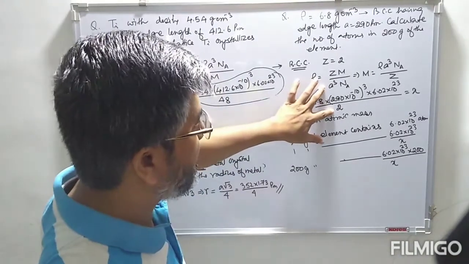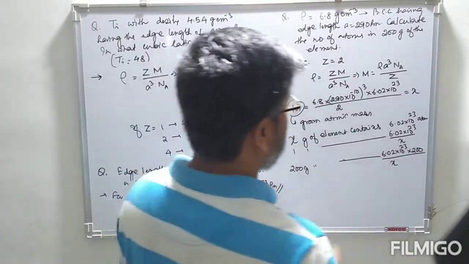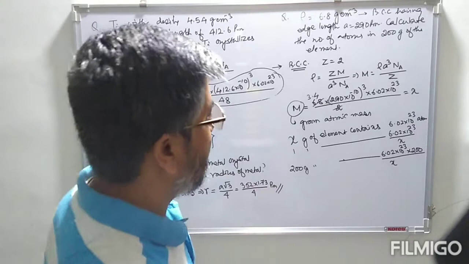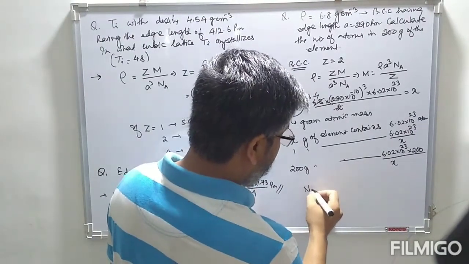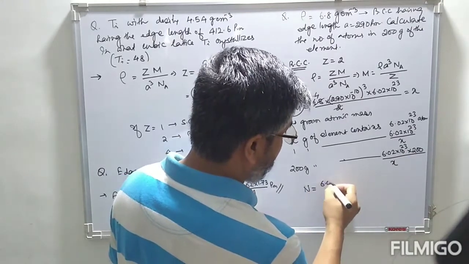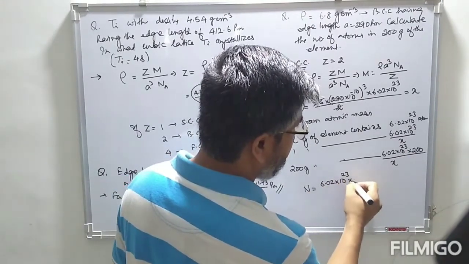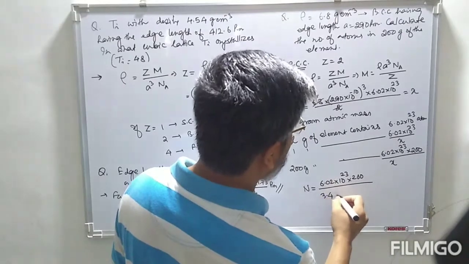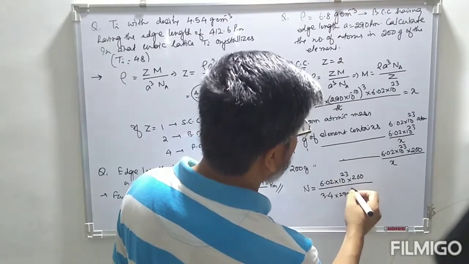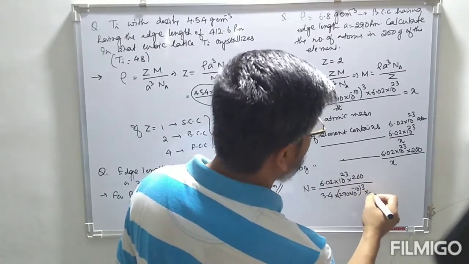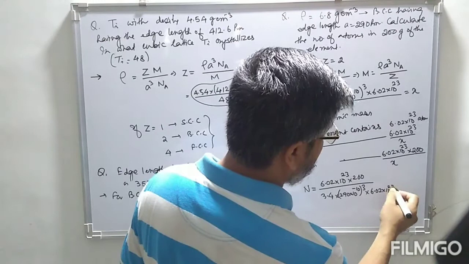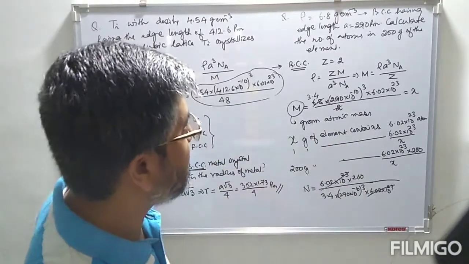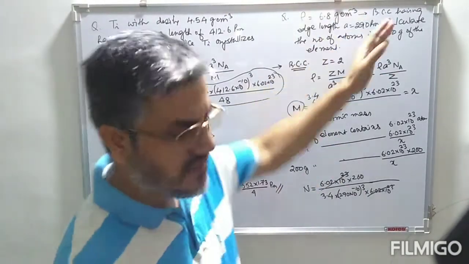So we have the values of x. So this is the value of x. So therefore n, the number of atoms, is 6.02 into 10 to the power 23 into 200. The value of x is 3.4 into 290 into 10 to the power minus 10 cube into 6.02 into 10 to the power 23. So again this term cancels out. So this is the value of the number of atoms present in 200 grams provided with this data.